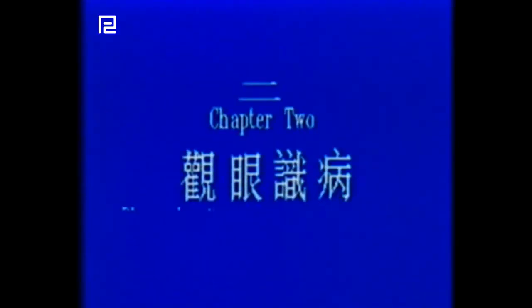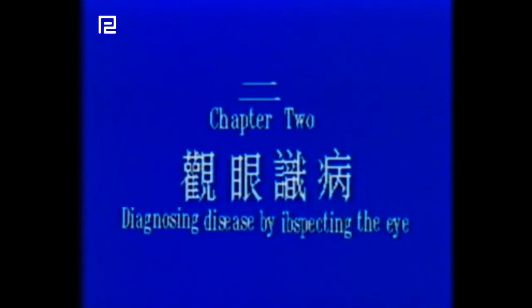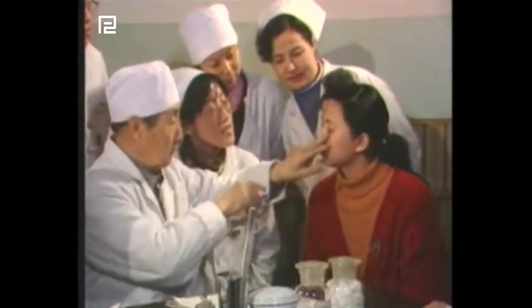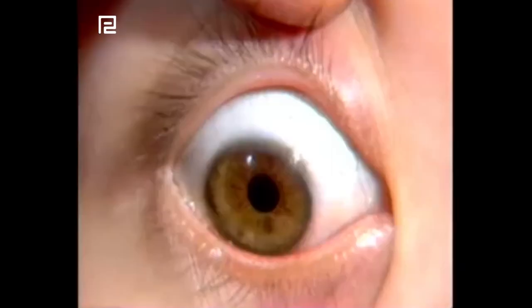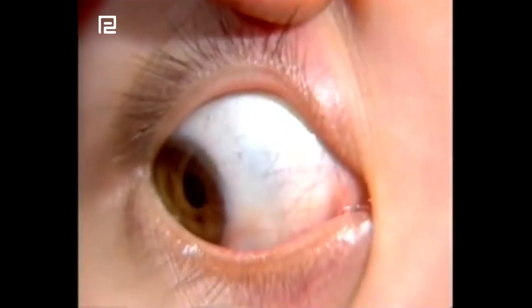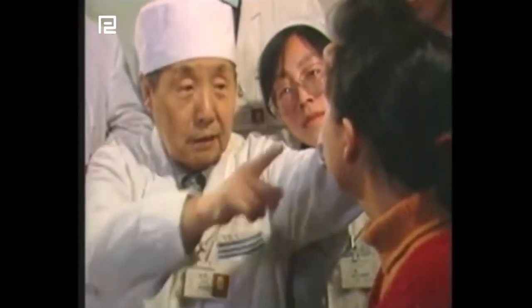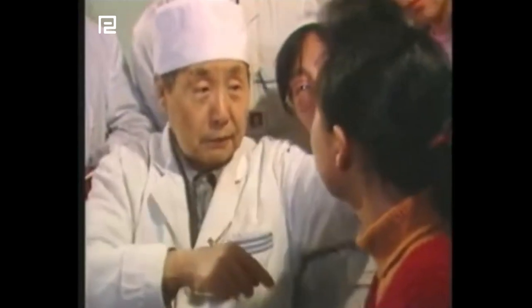Chapter 2, Diagnosing Diseases by Inspecting the Eye. Eye inspection is an important component of eye acupuncture therapy. The vessels of the bulbar conjunctiva in a healthy person are indistinct and barely visible. When a person is ill, the vessels will take on various changes in shape and in color, from which we can judge the site, nature, course, effect, and prognosis of the disease. It also serves as a valuable guidance in the selection of points for eye acupuncture.